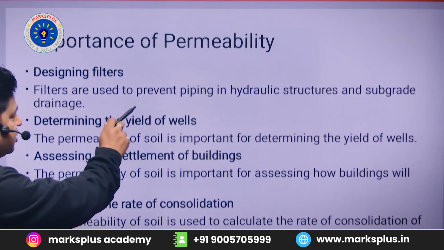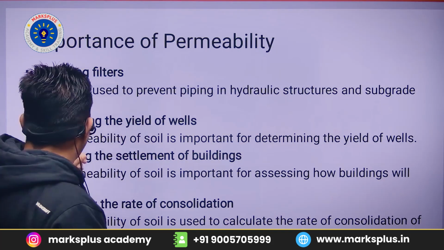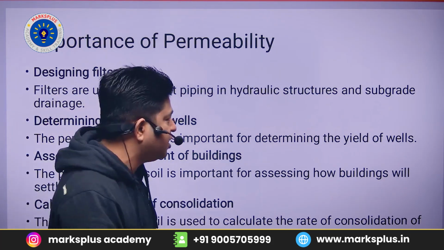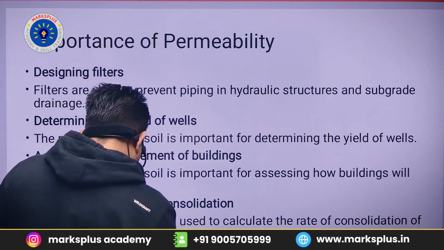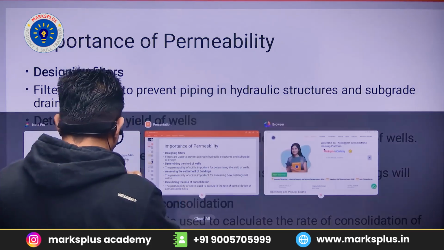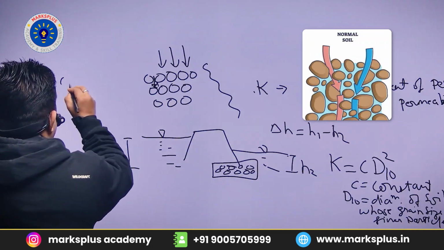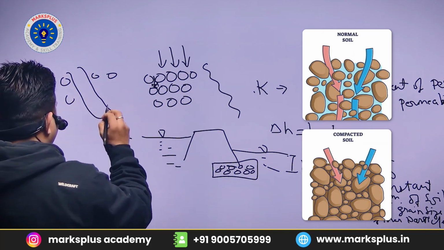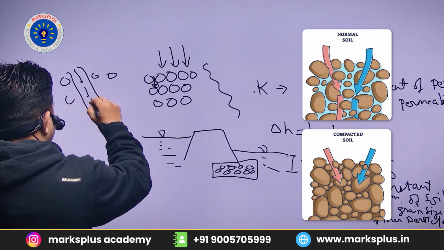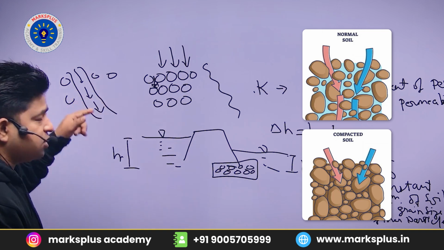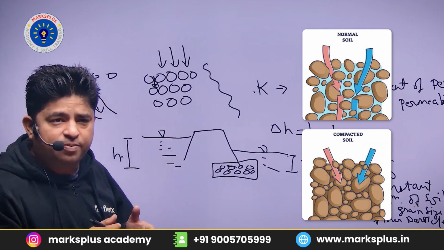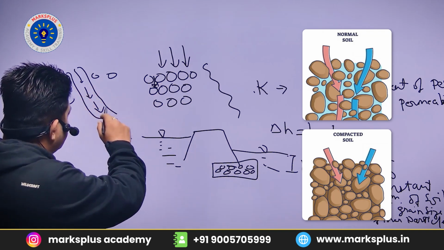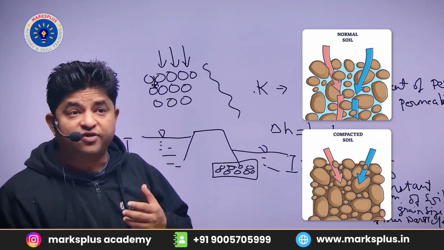Filters are used to prevent piping in hydraulic structures and subgrade drainage. Basically, what is piping? Piping is when, in a soil mass, water flows through between the soil grains. So piping is a failure. When the fluid passes between solid grains, it flows in the form of a pipe, and piping results in a failure of the dam as well.